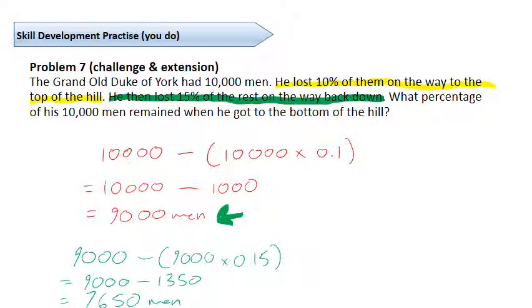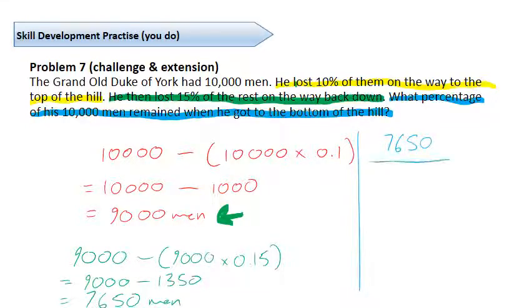He had 7,650 men left after he lost the 10%, and then he lost a further 15% on what he had remaining. Now we've got the last part, which says what percentage of his 10,000 men remained when he got to the bottom of the hill. So we have 7,650 remaining of his 10,000 men. And we want that as a percentage. So we're going to have to times that by 100.